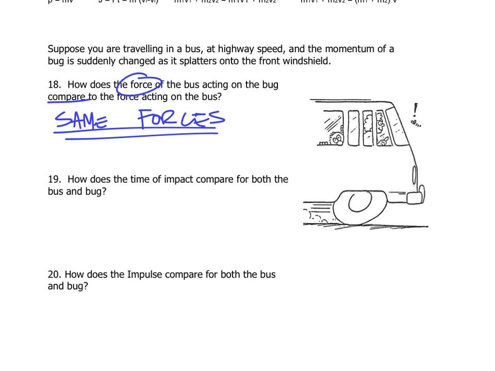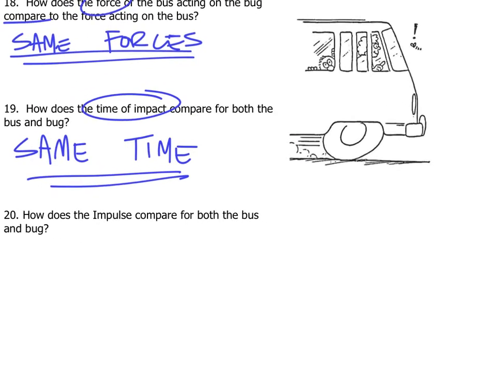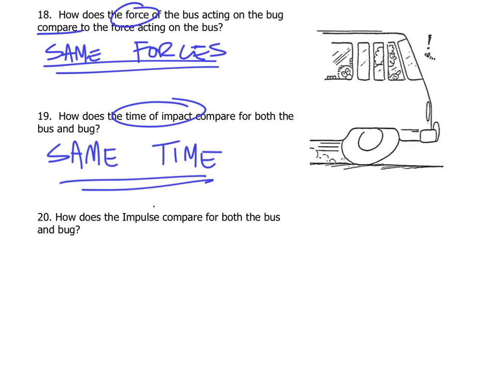Number 19 is talking about the time of impact. So the bug is hitting the windshield and the windshield is hitting the bug. They are colliding with each other and exerting forces on each other in the same amount of time. So their time here is the exact same. And the last one, number 20, says, how does the impulse compare? So I'm looking at impulse, and impulse is force times time. Well, if the forces on impact are the same and the time of impact is also the same, then the impulse for each of them is also the same.